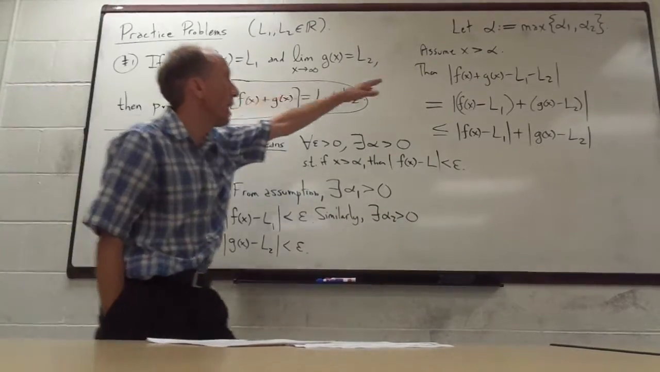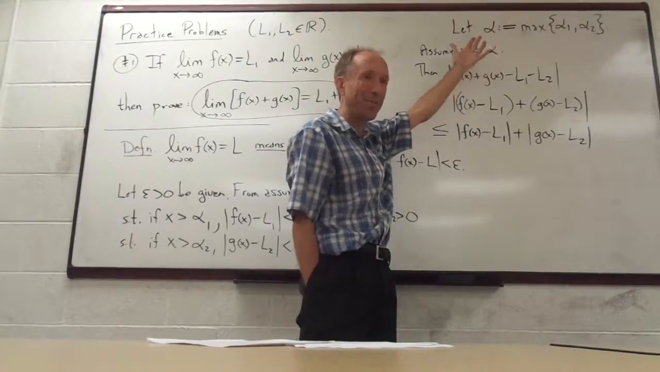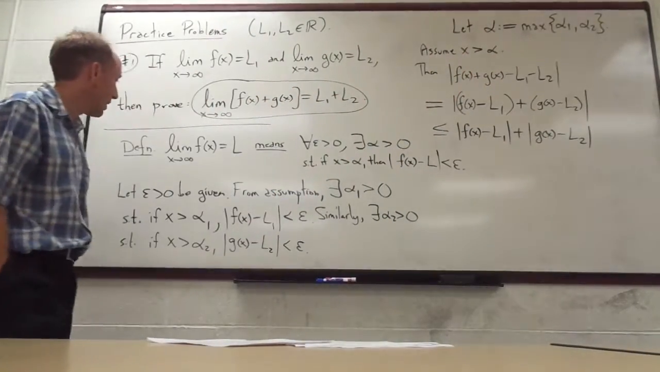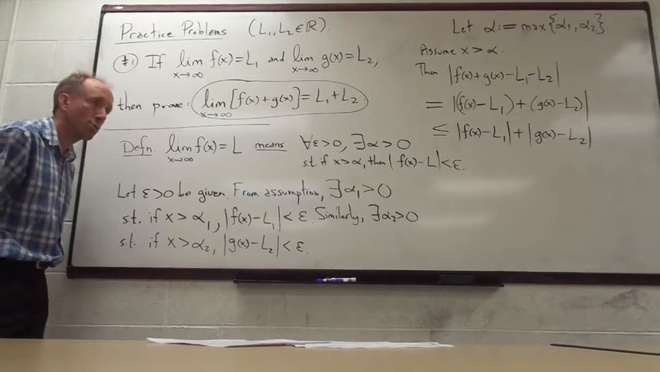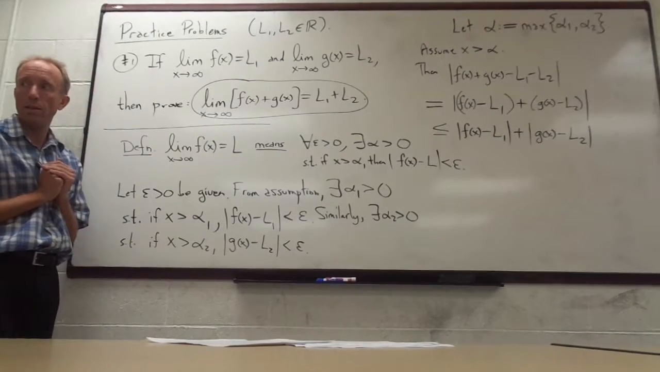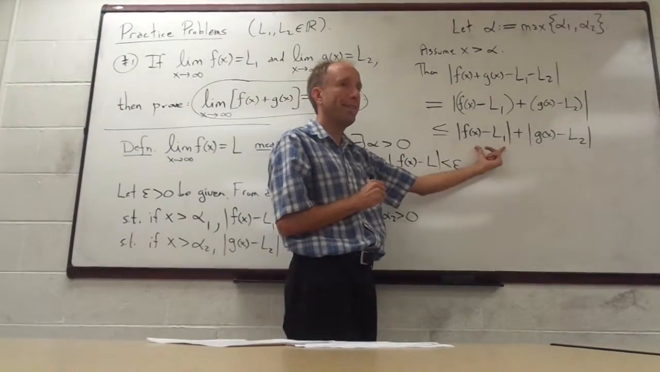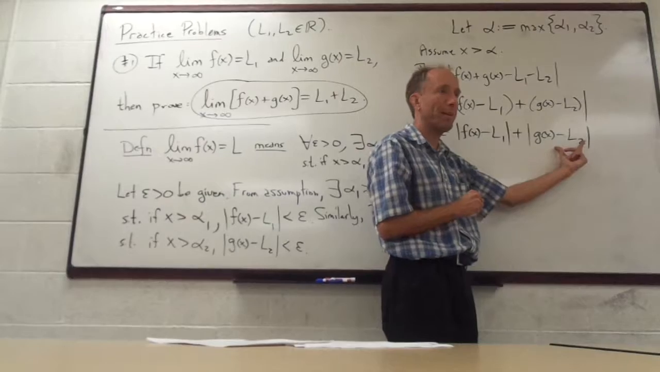Remember, x is bigger than alpha, which means that it is bigger than alpha 1 and it is bigger than alpha 2. So x is big enough for which we can apply everything we've written down. That's going to be less than or equal to epsilon. So this one is going to give me epsilon, and this one's going to give me epsilon.